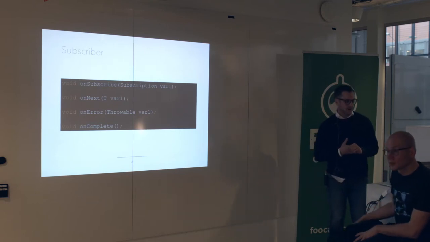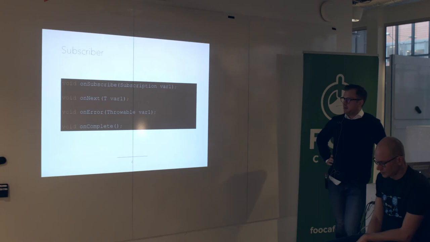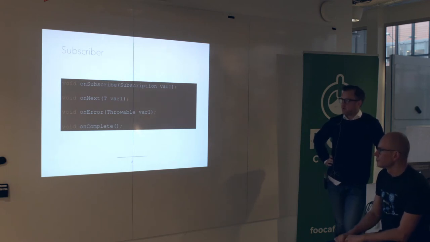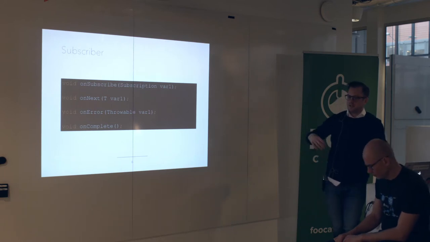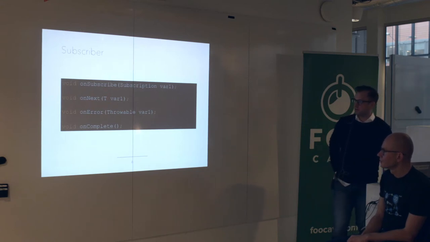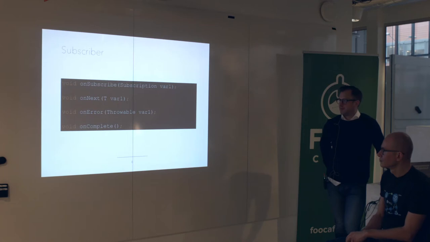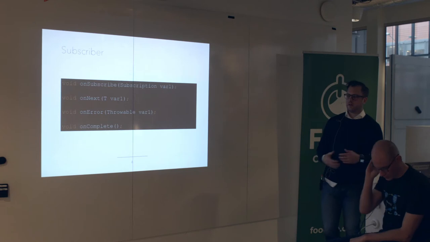So the subscriber then basically has four methods. On subscribe is called when it's registered that this subscriber is going to subscribe to the observable, so you can do some initial stuff there. But the most important three methods are onNext, which is called when there's new data, a new event, in the observable. And onError, as the name says, is called when there is an error in the event processing. And onComplete is called when the observable won't produce any more data.